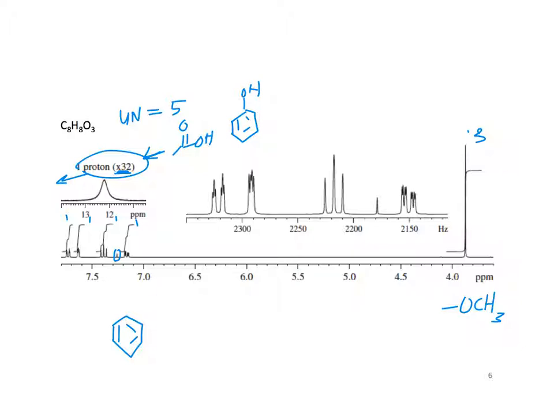Let's look at the splitting patterns. Try to determine what the pattern is. What's the orientation? It's not para. It's not para, right? So how can we tell? Right, we don't have 2 doublets, right? So we have 2 other possibilities. We could either have ortho or 1,3 meta.